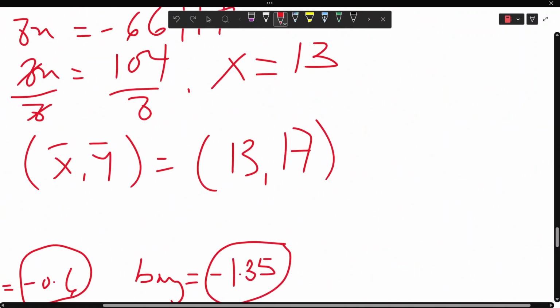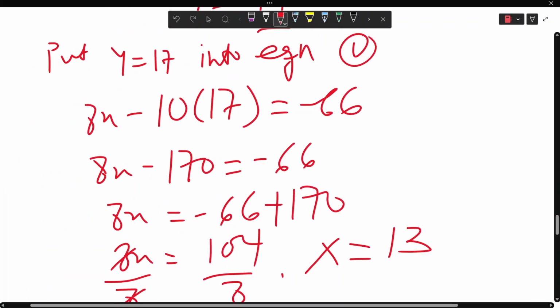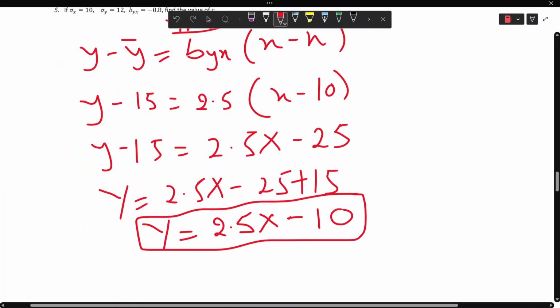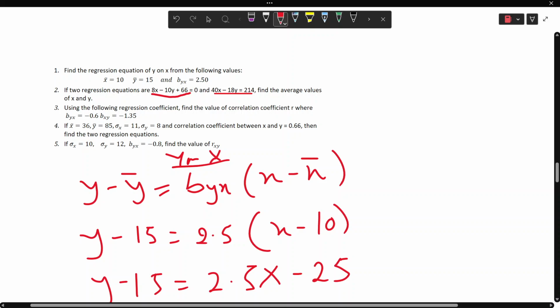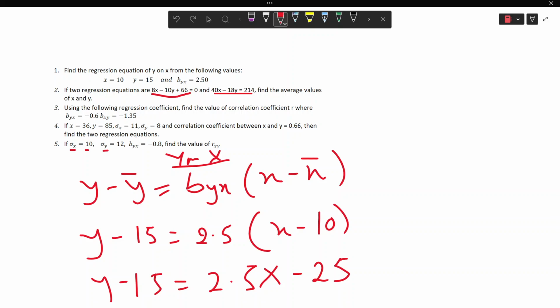Let's go on to the last question here. With the last question, you have standard deviation of x to be 10, standard deviation of y to be 12, and regression coefficient y on x to be negative 0.8. Now find the correlation coefficient. I'm giving you 2 minutes. Try your hands on that.